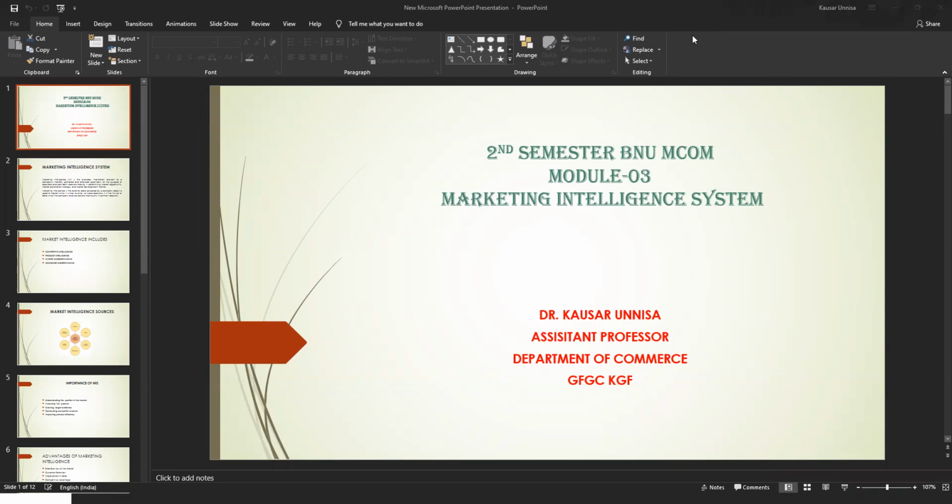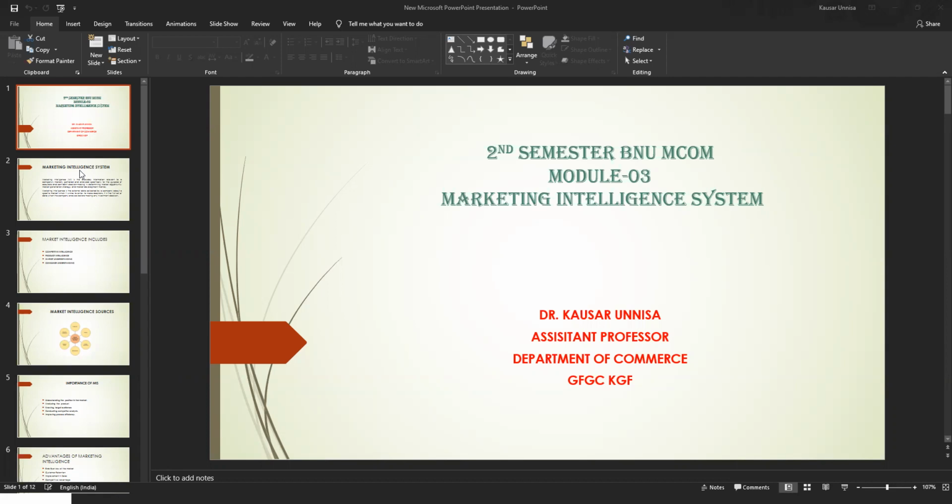Today in this session, we have a discussion on marketing intelligence system. Marketing intelligence system is nothing but the array of procedures and the sources where the management can gain the knowledge pertaining to the happenings in the marketing environment. Or it is a systematic collection and processing of information from all the relevant sources regarding the changing trends which are going to happen in the marketing environment.